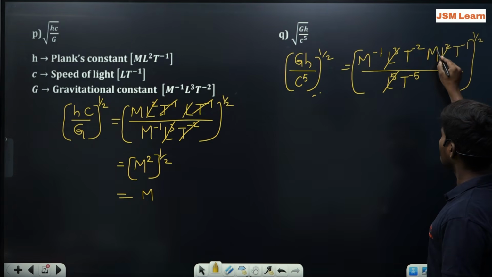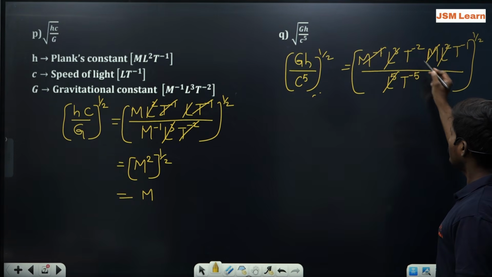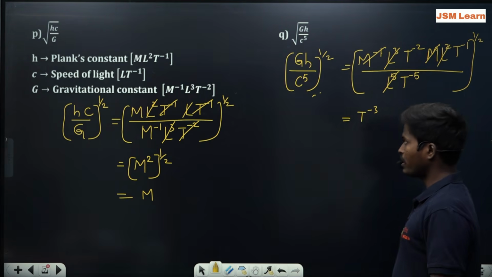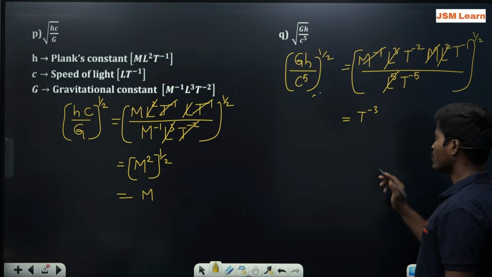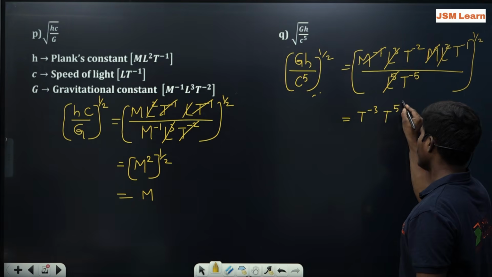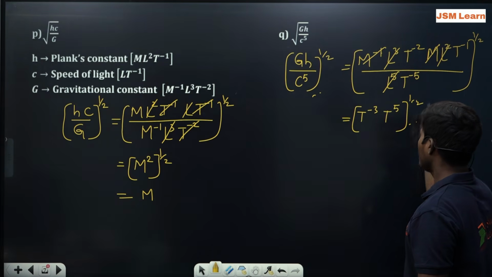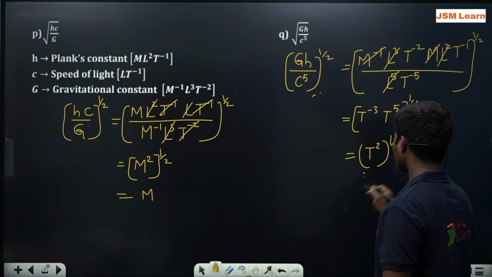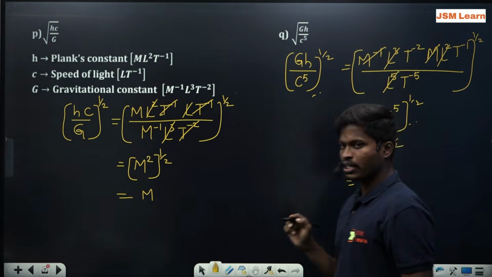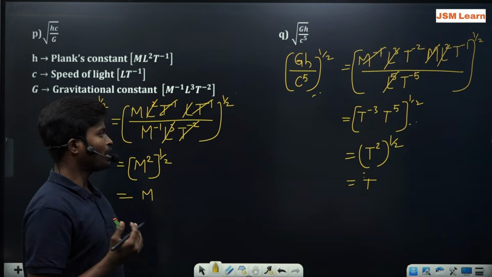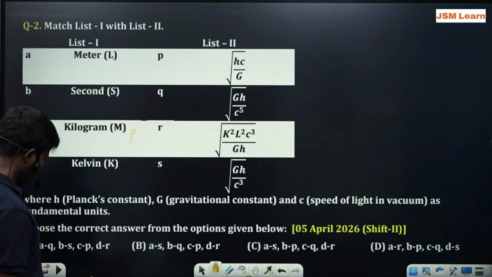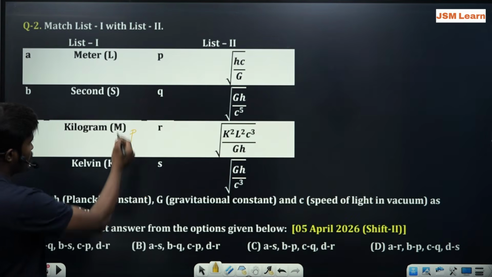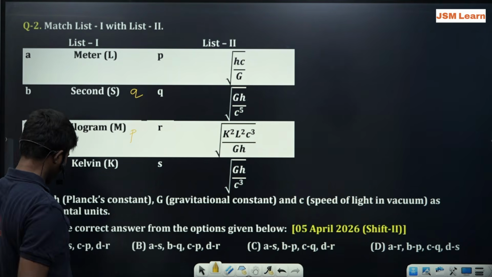Now M power minus 1, M power plus 1, these two get cancelled. What is left? T power minus 2, T power minus 1 in the numerator, so total T power minus 3 in the numerator. Now in the denominator also we have T power minus 5, when it goes to the numerator, T power plus 5, whole to the power of 1 by 2. So it becomes T power 2 whole power 1 by 2, that will be T. So in the question it is mentioned time, second, as S. So if you see S, we have solved with that power T. So we can change this option as T, so Q for this option.